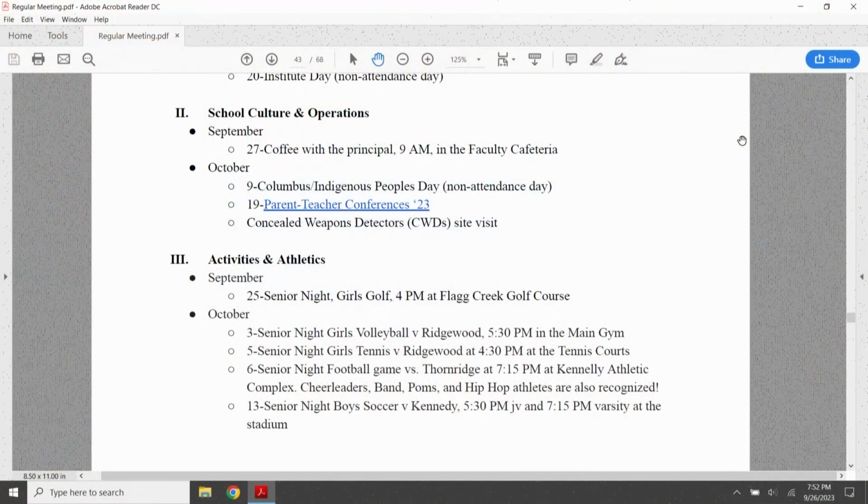On the activities and athletics for the month of September, on the 25th, we just had a senior night for the girls' golf team. In October, on the 3rd, we have senior night for girls' volleyball versus Ridgewood at home at 5:30. On the 5th, senior night for girls' tennis versus Ridgewood at 4:30. October 6th, we have the senior night football game versus Thorn Ridge at 7:15 at the Canelli Athletic Complex. We will also be recognizing our cheerleaders, band members, palms, and hip-hop athletes. On the 13th of October, we have senior night for boys soccer versus Kennedy at 5:30 JV and 7:15 varsity at the Canelli Athletic Complex.